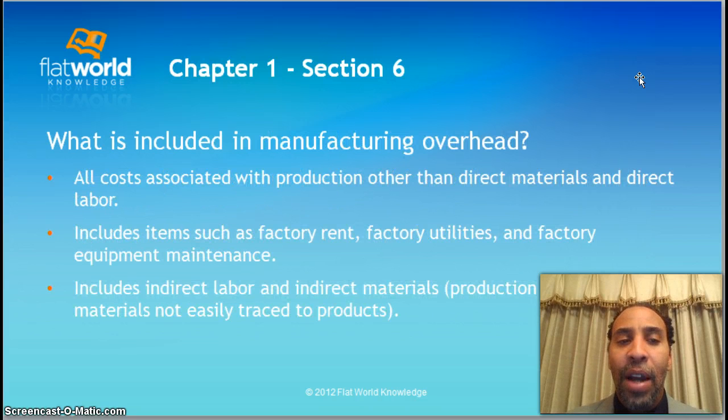What is included in manufacturing overhead? All costs associated with production other than direct materials and direct labor. It includes items such as factory rent, factory utilities, and factory equipment maintenance, right? So I have to pay to stay in this building. Let's say this square in front of me is my building. I have to pay for that. I have to pay for the electricity, for the lights and all that. And then also the maintenance of the equipment. It includes indirect labor and indirect materials, production labor and materials not easily traced to products like the inexpensive glue, and also the individual who's managing different departments.